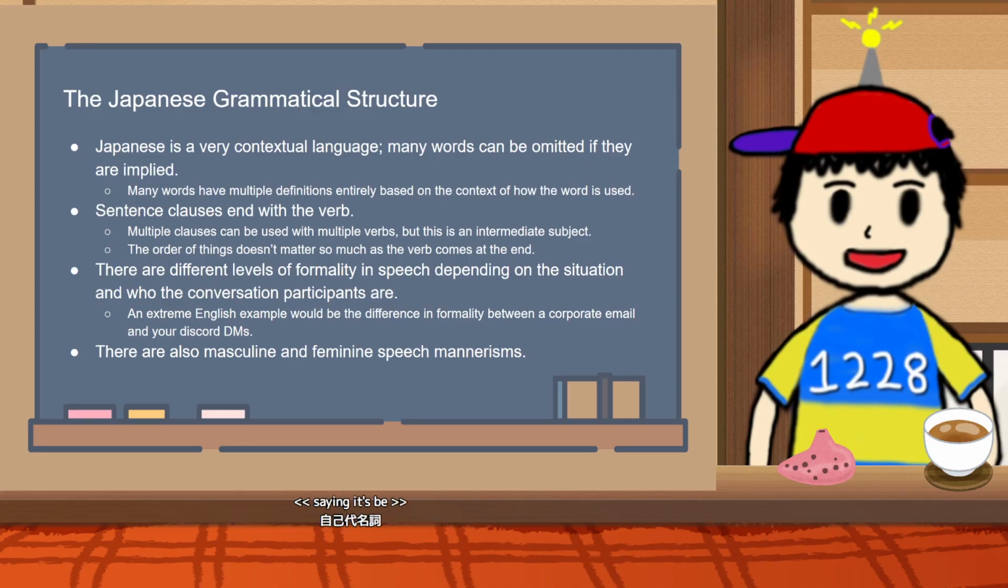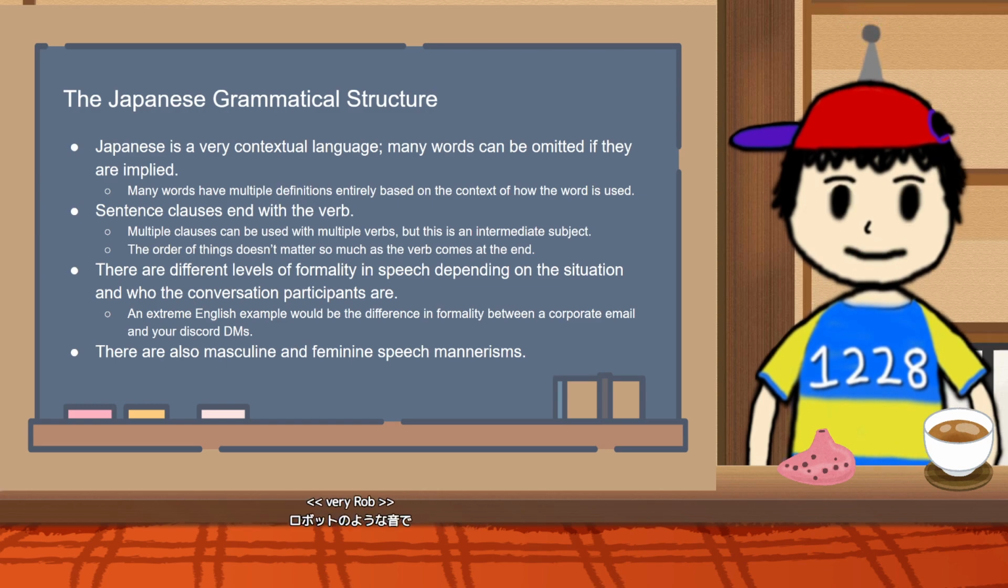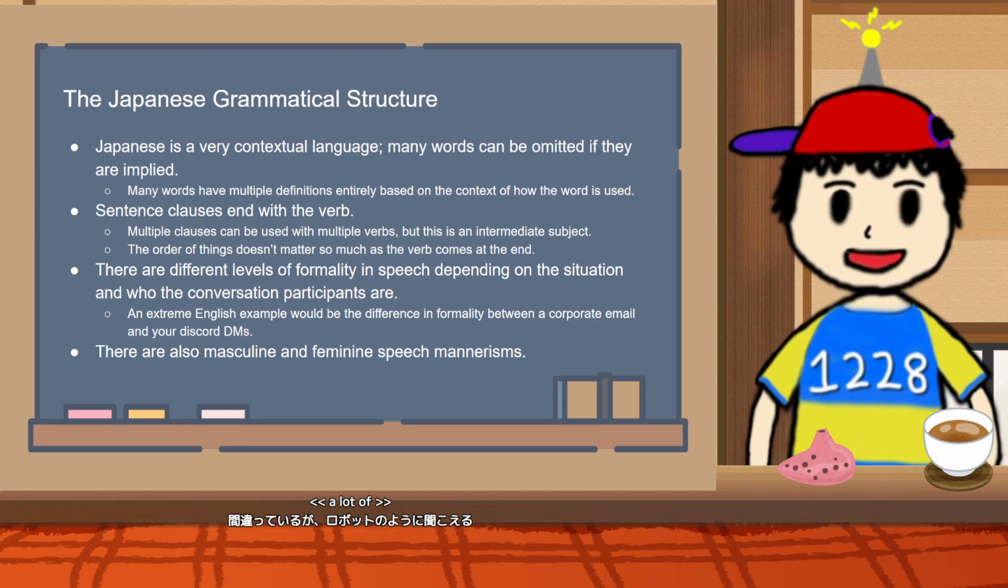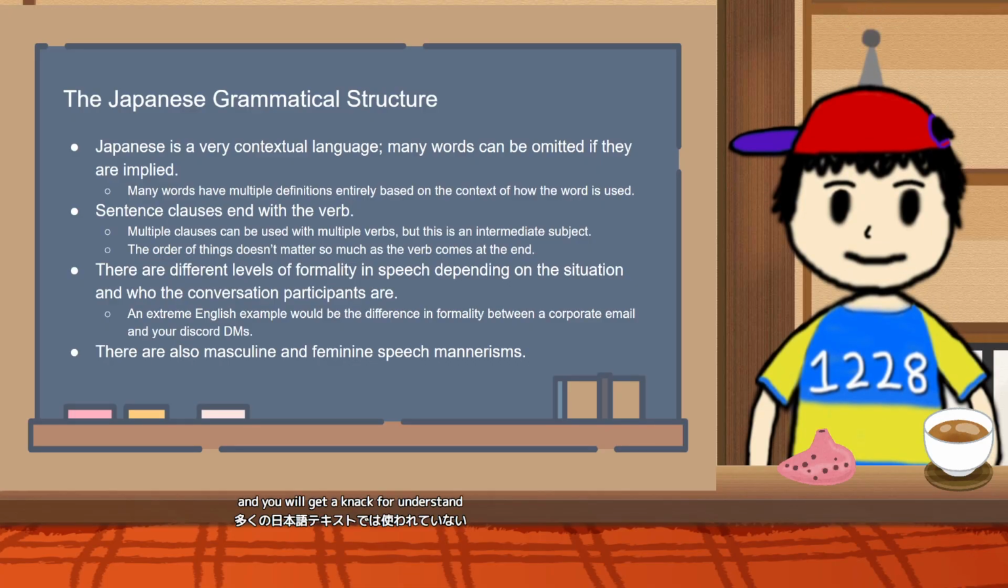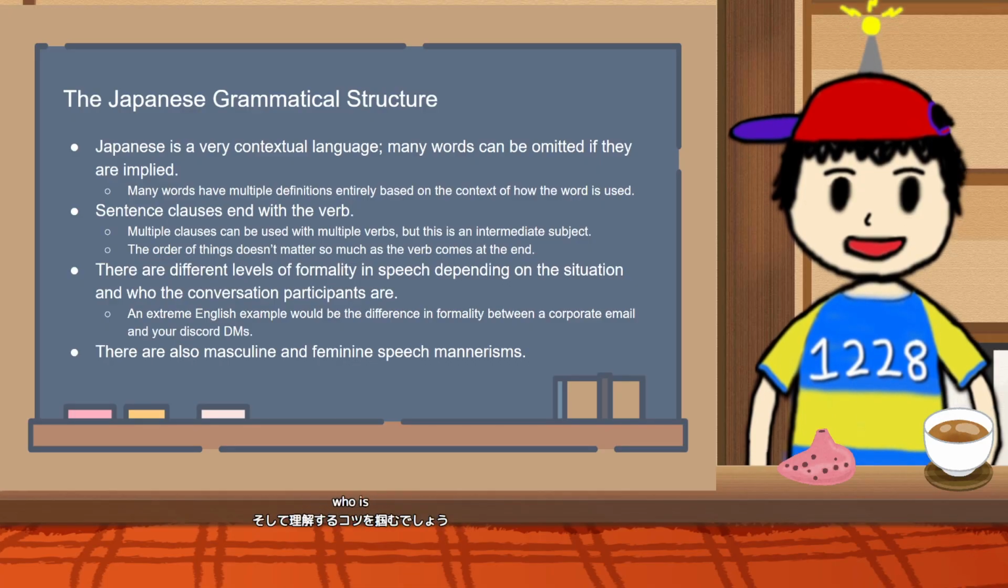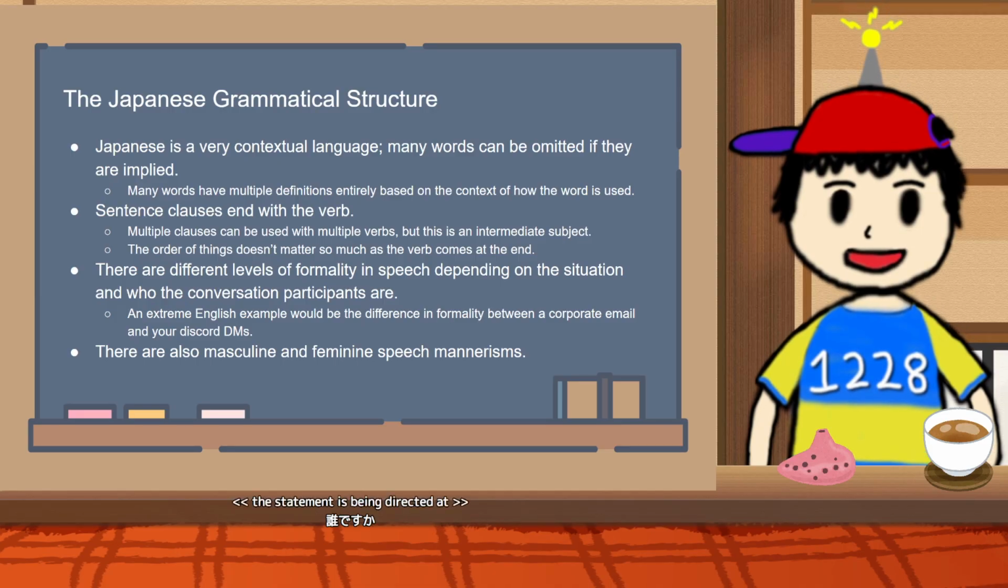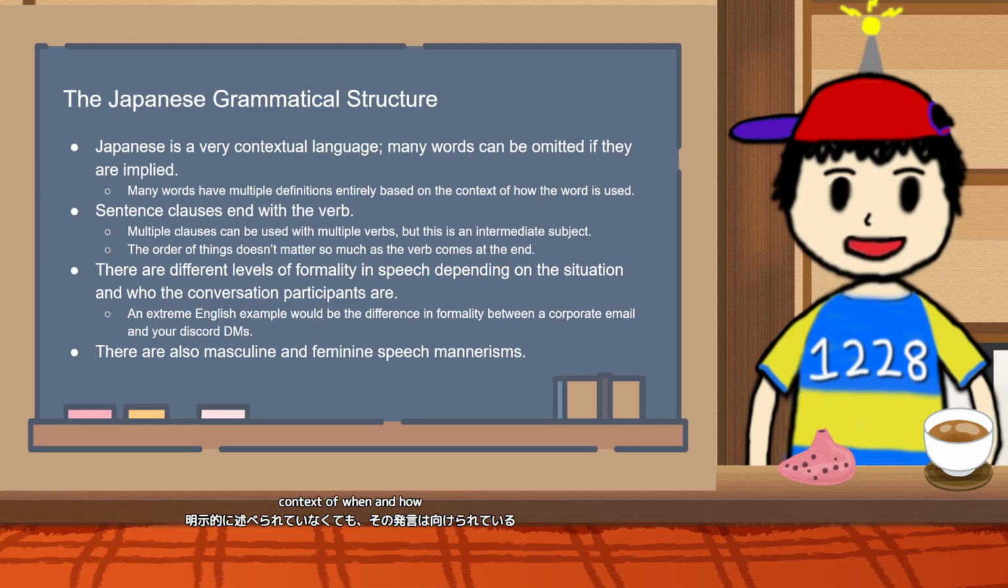It's become a meme that foreigners are stuck in "watashi wa" mode, starting every sentence with "watashi wa," or "me." Grammatically, it's not incorrect, but it makes you sound very robotic. A lot of Japanese text does not use it, and you will get a knack for understanding who is speaking or who the statement is being directed at, even though it is not explicitly stated, based on the context of when and how it is being said.